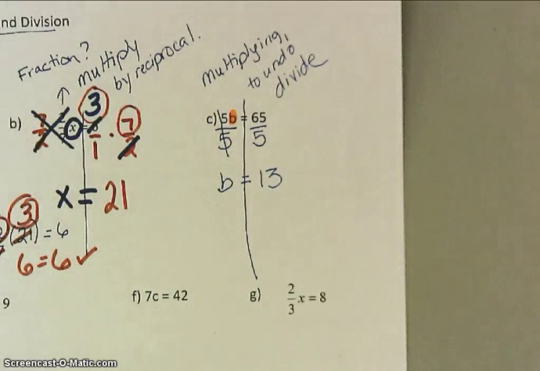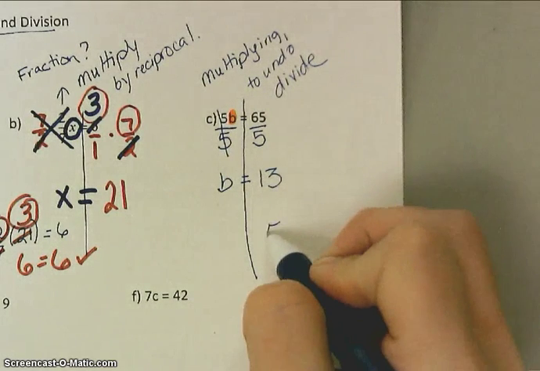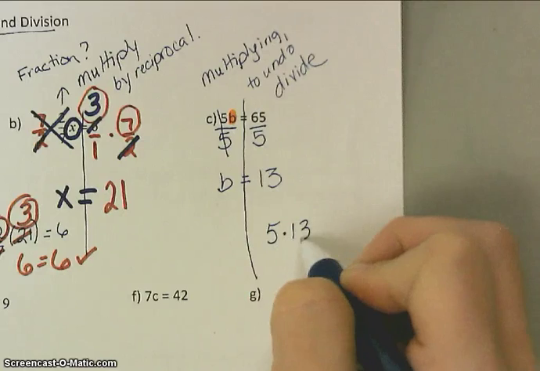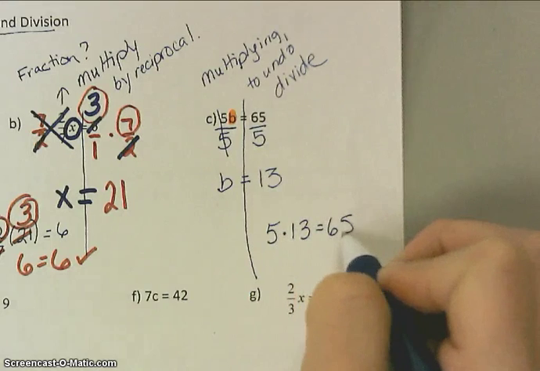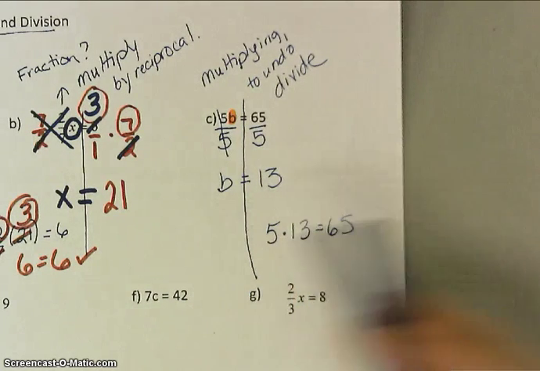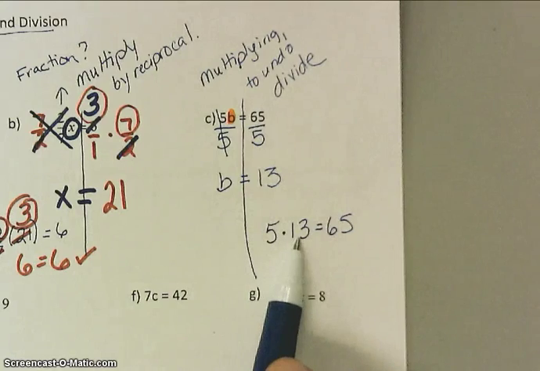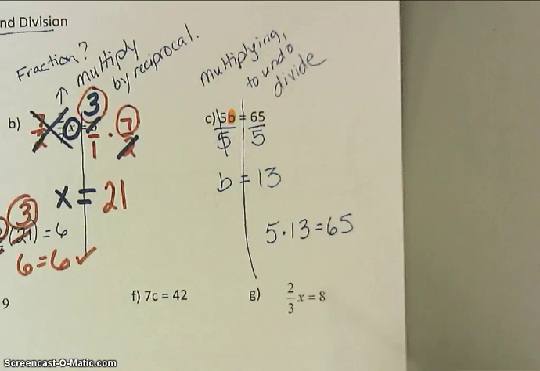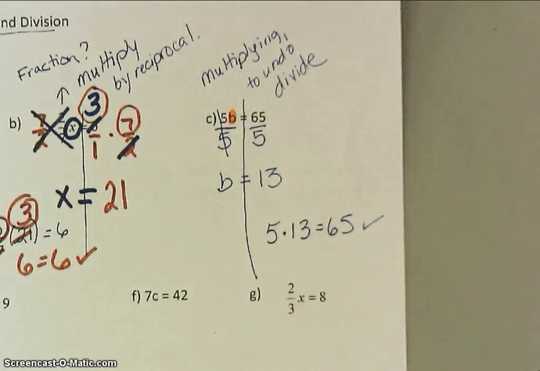And then to check my answer, all I have to do is 5 times 13 equals 65. If you need to, plug that into a calculator, or you know that 5 times 12 is 60, so 5 times 13 must be 65, and our answer checks out.